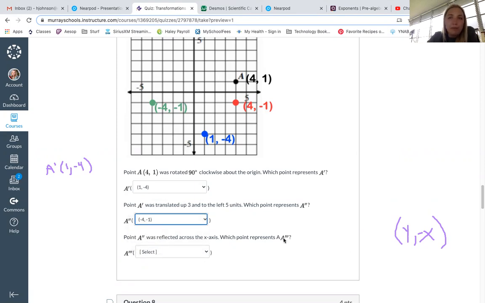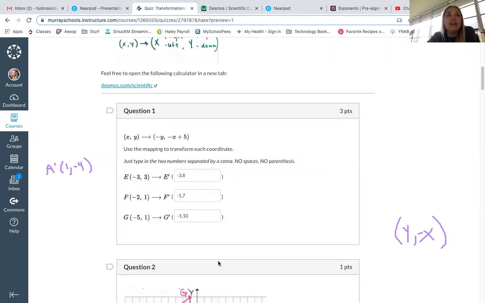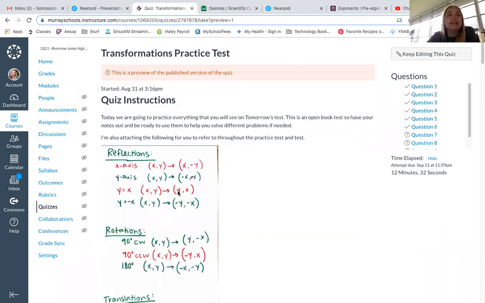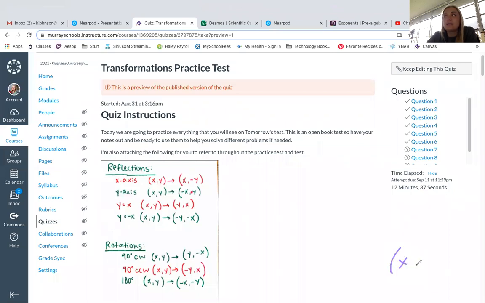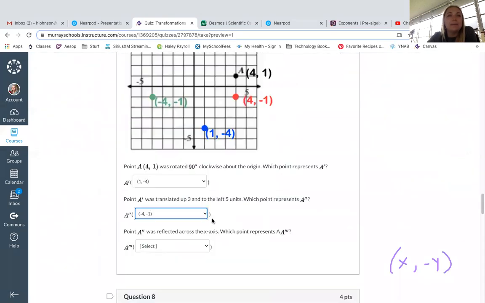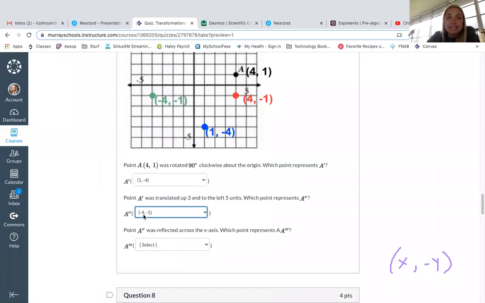Now a triple prime is going to be reflected across the x-axis. When I reflect across the x-axis, that is going x, -y. All right, let's transform this last one. Okay, so the x value stays the same. It's going to be a -4 still. The y value changes to a positive because it's already a negative. So it's going to be -4, 1, which is not one of these options.